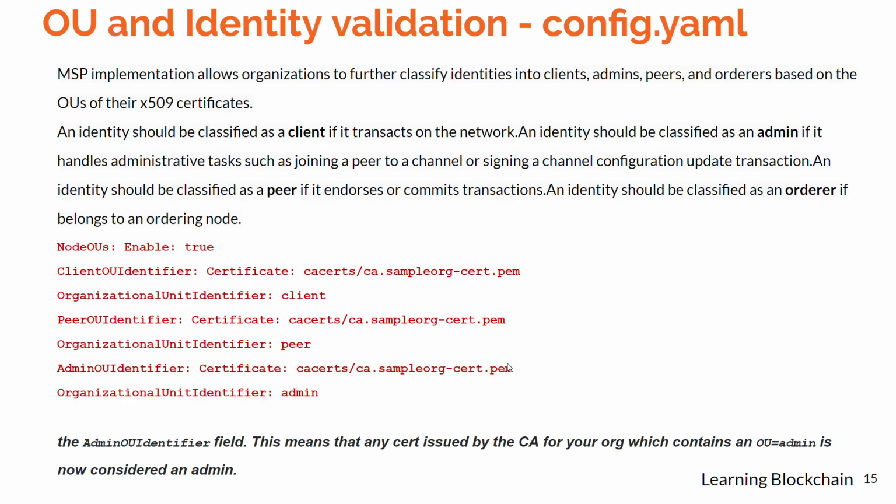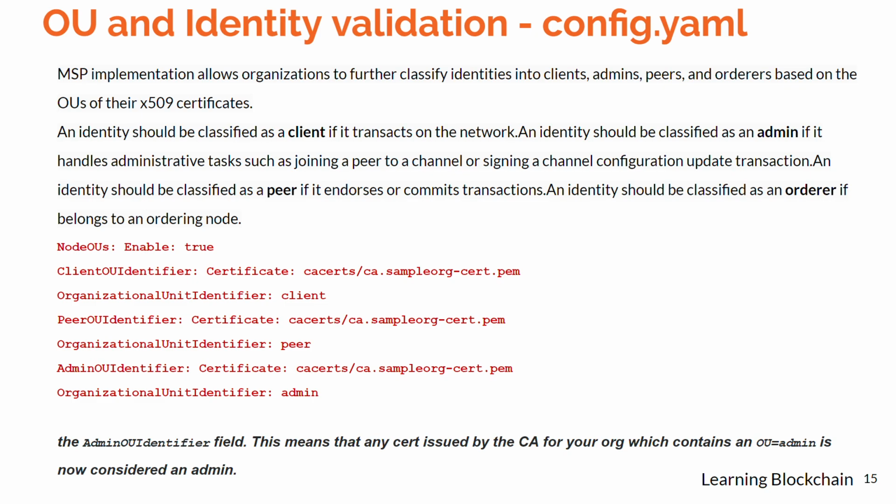Now is the OU and identity validation. This is the config.yml. As we have told, there's enable node OUs, one field which is true or false. So if you are making it true, then you have to provide this YML file, that is the config.yml. So inside this config.yml, what you need to say is MSP, so let me explain this thing.